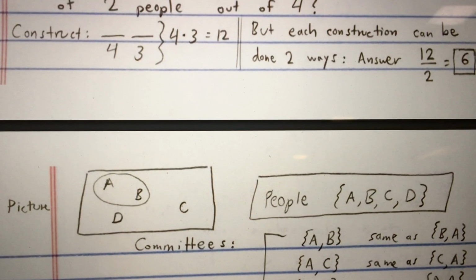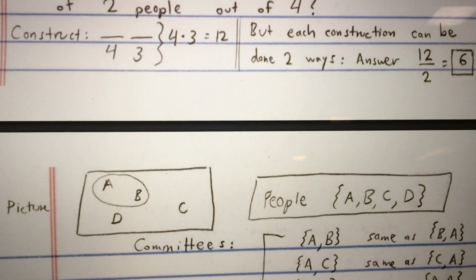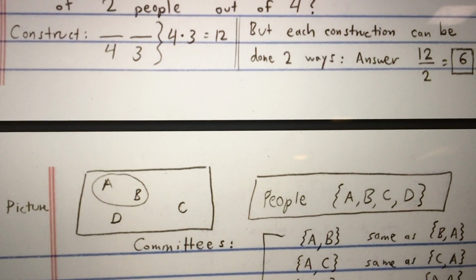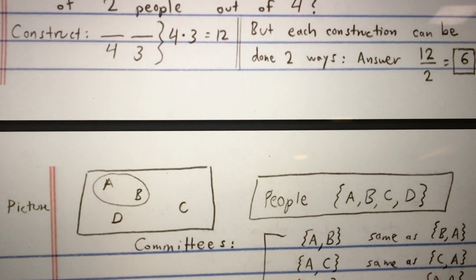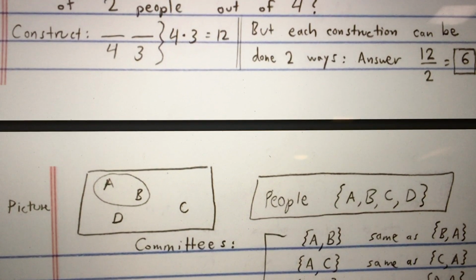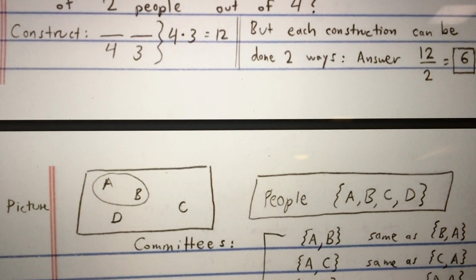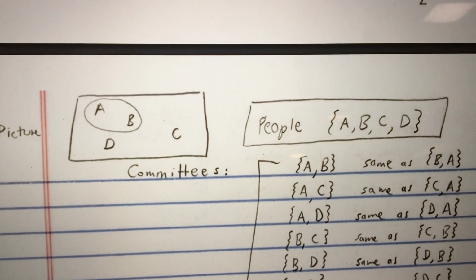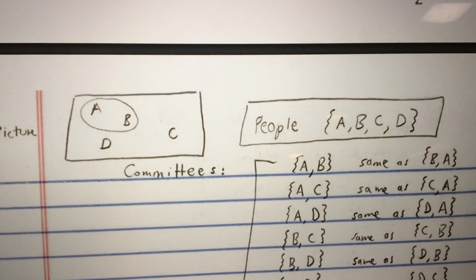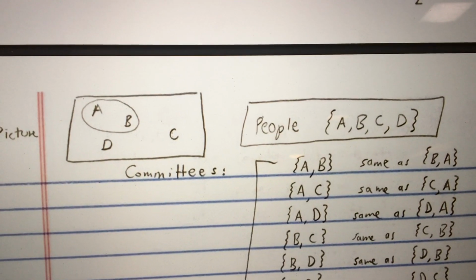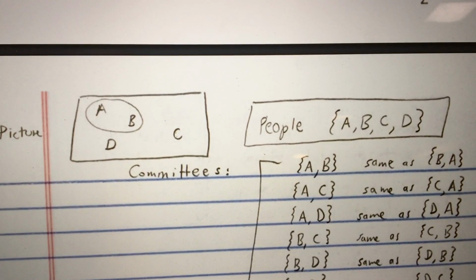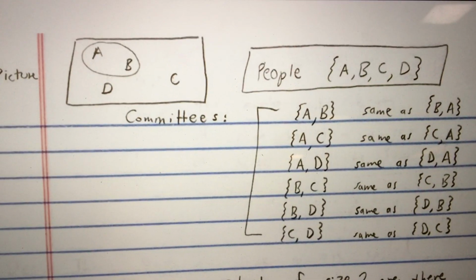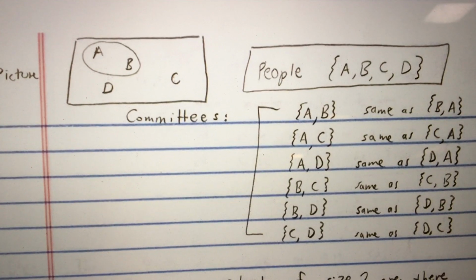Here's a picture of my 4 people, A, B, C, and D. That's the big set. Or I could write it just A, B, C, D in curly brackets. And there's a picture of a committee. That first committee is person A and person B. So here they all are. I could have the committee made out of A and B. Notice that's the same as BA. The committee AC, same as CA. AD, BC, BD, or CD.